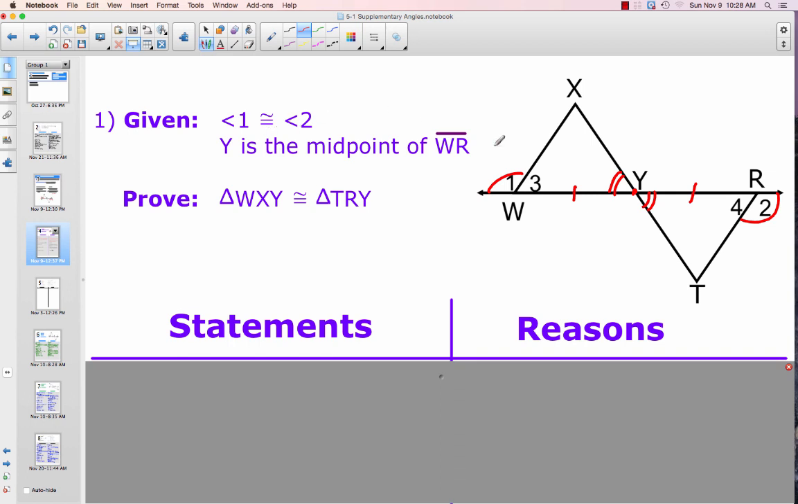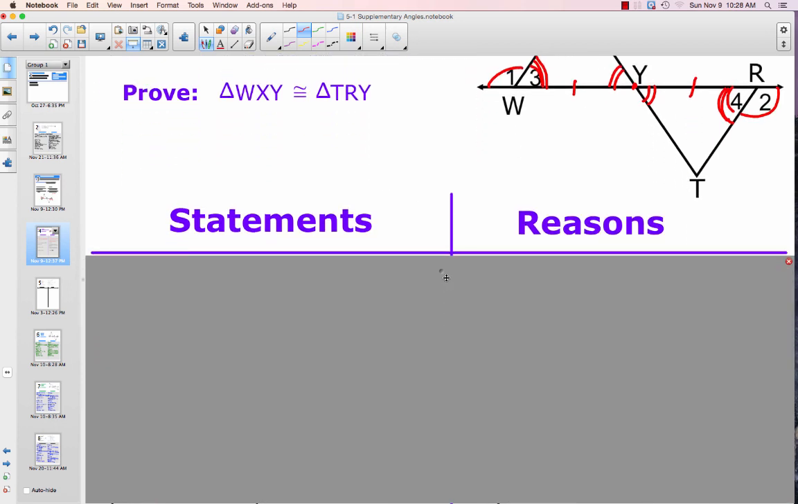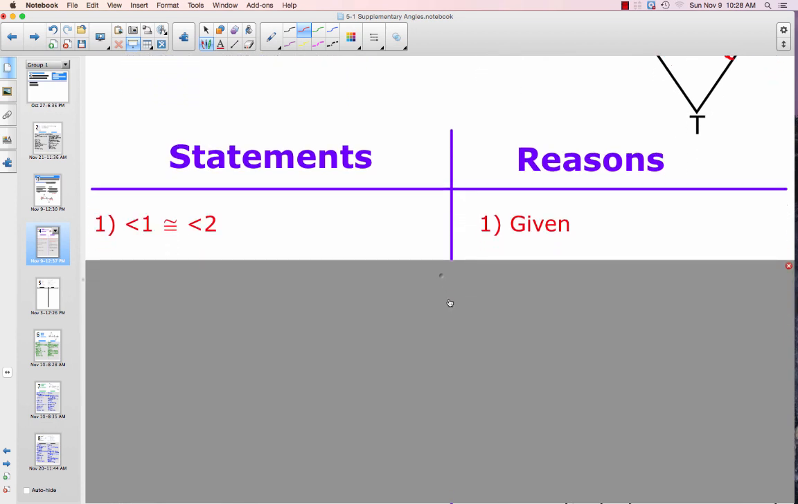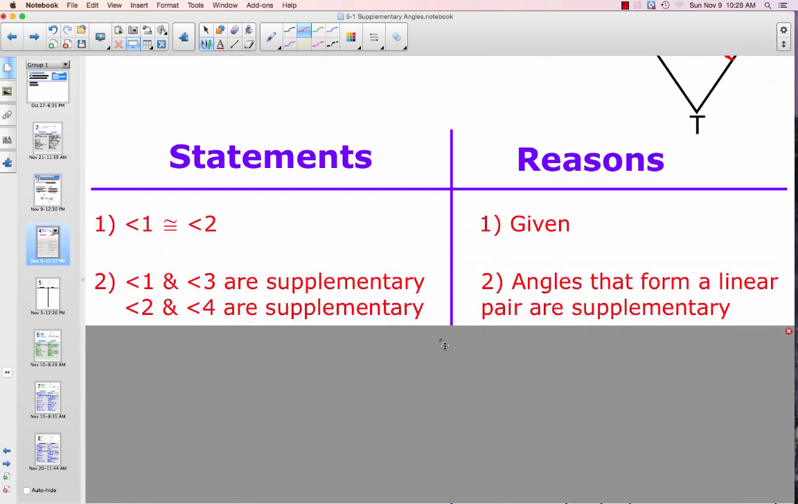Okay, so if we just look back at our first given, if 1 and 2 are congruent to each other, and 1 and 3 and 2 and 4 are supplementary, well then 3 has to be congruent to 4. So if we take a look at our reasons, 1 and 2 are given to us. 1 and 3 are supplementary, 2 and 4 are supplementary.